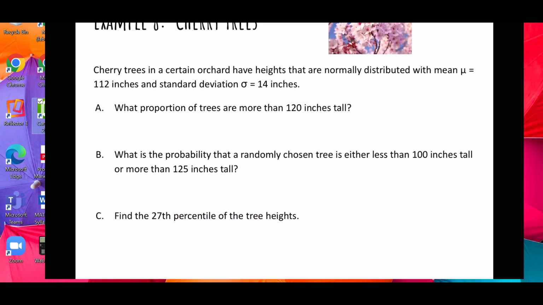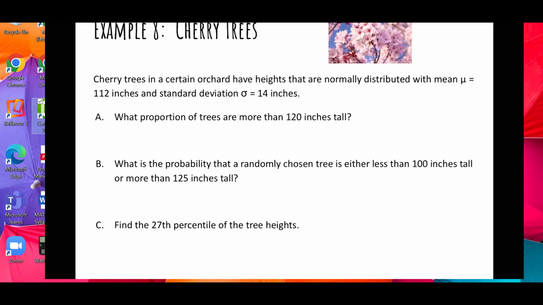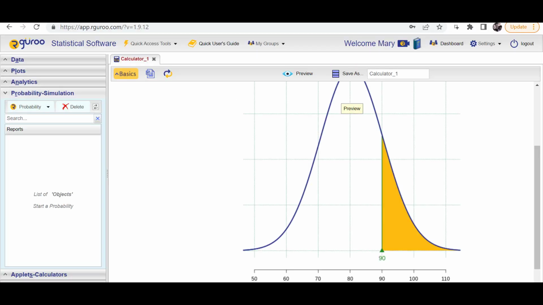All right, so cherry trees. Cherry trees in a certain orchard have heights that are normally distributed with a mean of 112 and a standard deviation of 14. What proportion of trees are more than 120? So that one is very similar to the questions we had before. And I'm just kind of drawing this out. More than 120, it would look something like this. So really quick, let's go and find that. I promise we are going to get to the ones where we do the new stuff, the probability to values.